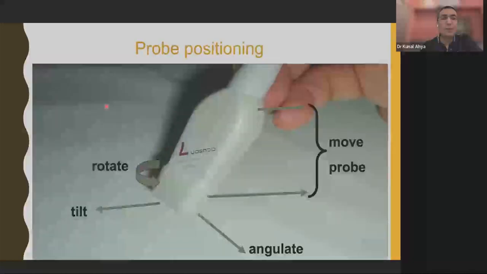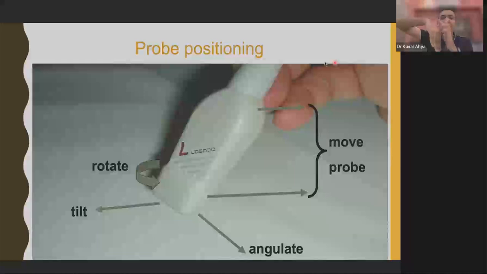So the commonest positions are the tilt. So it is being described how you move the tail end of the probe. When you keep the probe on the baby, this is the tail end, and if you move the tail end front or back side, it is called tilting. If you move it sideways, it is called angulation, and you can completely rotate it also, or you can move the whole probe also. So these are the commonest movements.